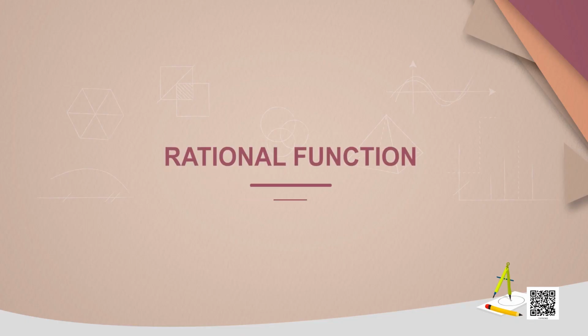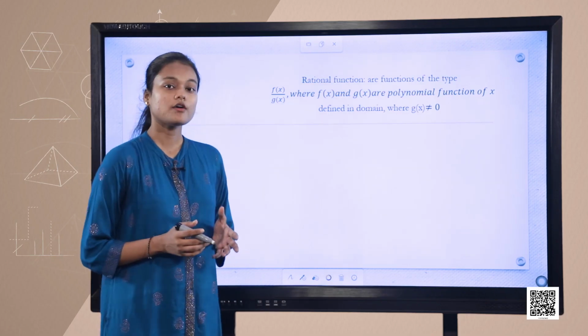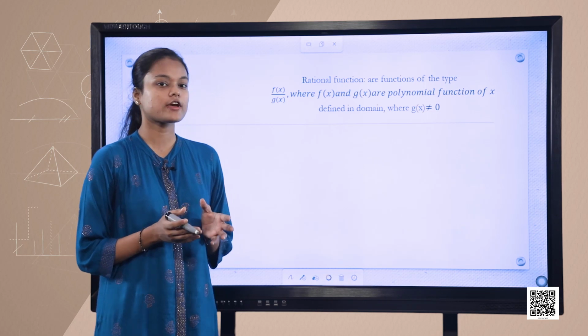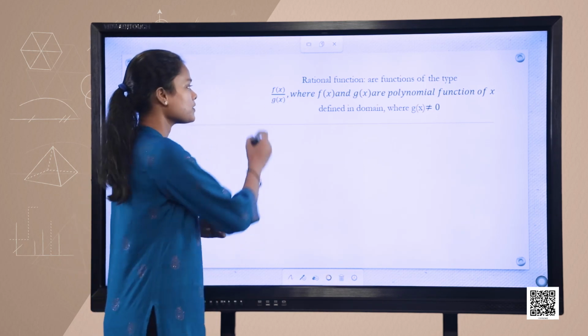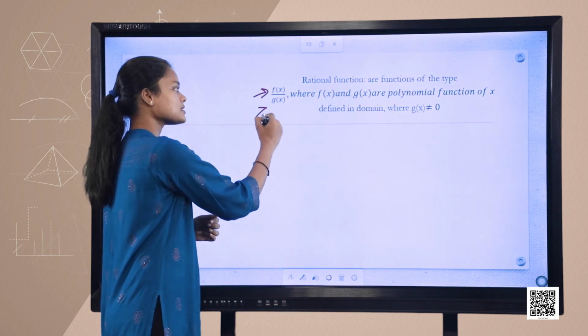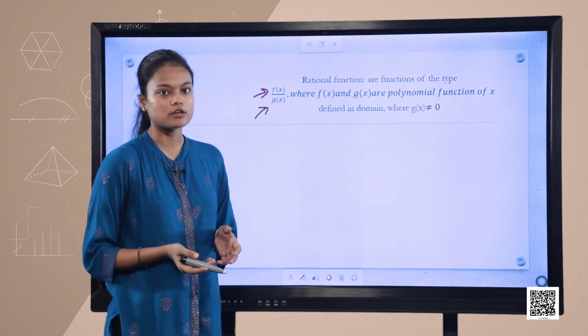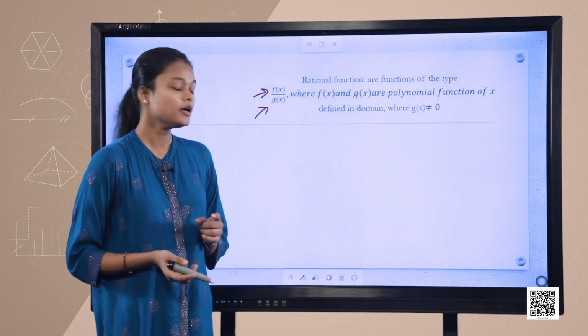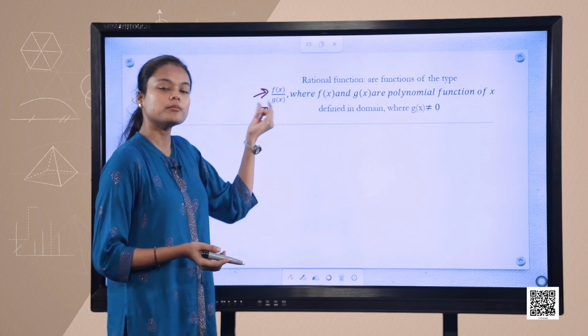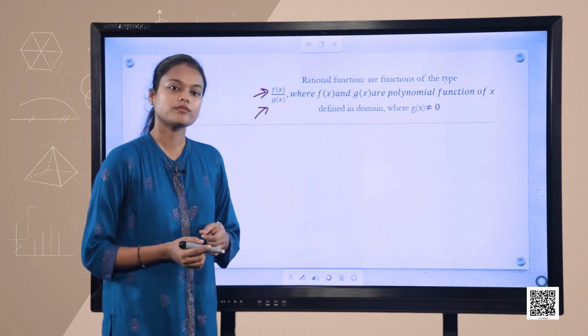Now we are going to study rational functions. Rational functions are functions of the type f of x by g of x, where f of x and g of x are both polynomial functions, provided g of x should not be equal to 0.